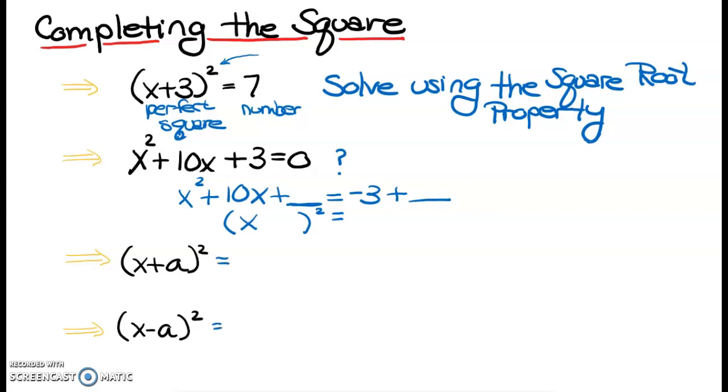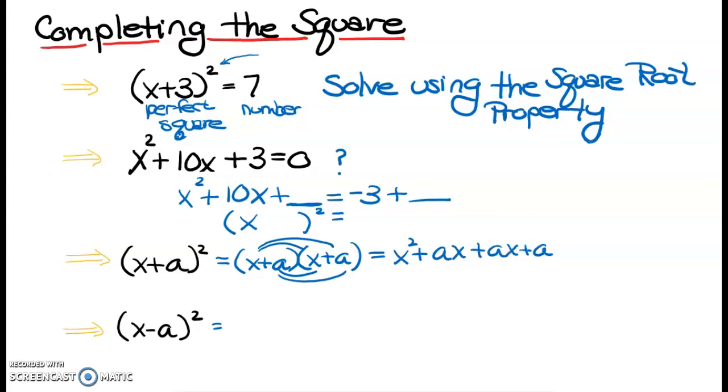I know my perfect squares look like (x + a) squared and (x - a) squared. So let's see, if we multiply these out, what do we get? And can we take any of the terms to figure out the constant to add to make it a perfect square? So let's distribute this x and we get x squared plus ax. When we distribute the a, we get ax plus a squared. And now when we combine like terms, we end up with x squared plus 2ax plus a squared.